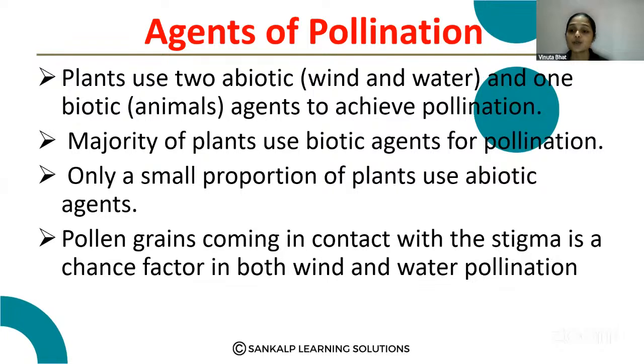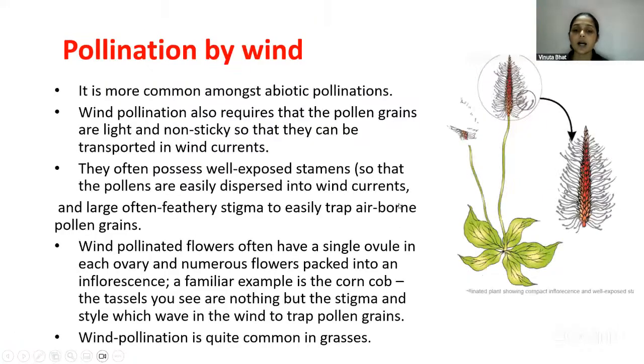Then agents of pollination means some biotic and abiotic agents are involved in the pollination. Here, the abiotic agent is the wind. What are the characteristics of wind pollinated flowers?